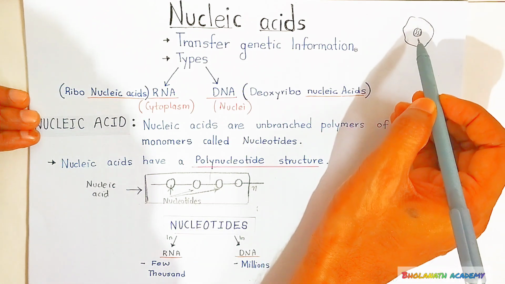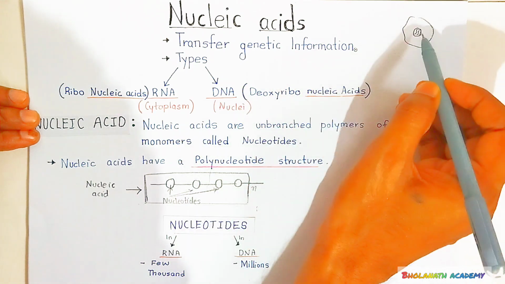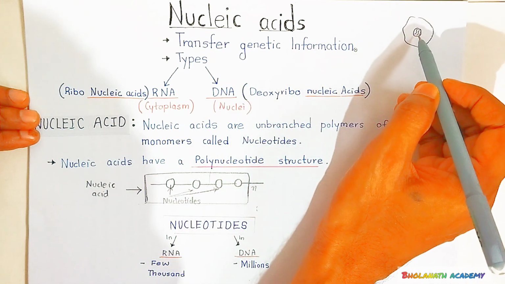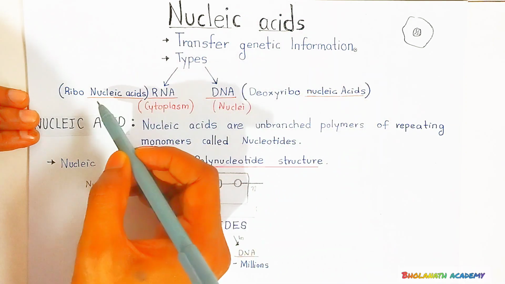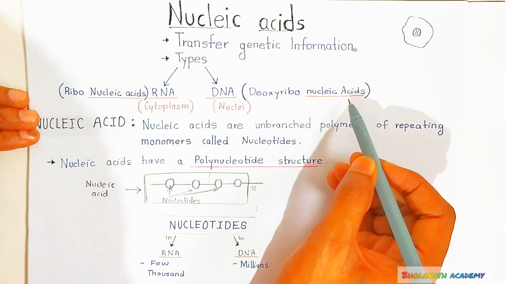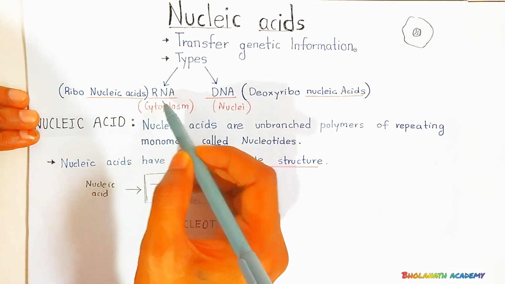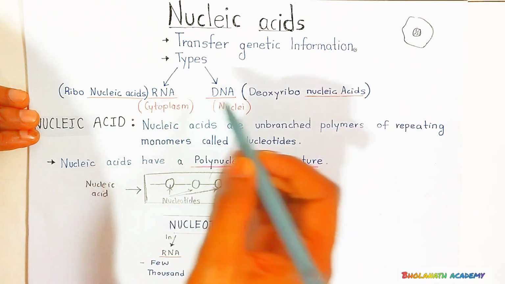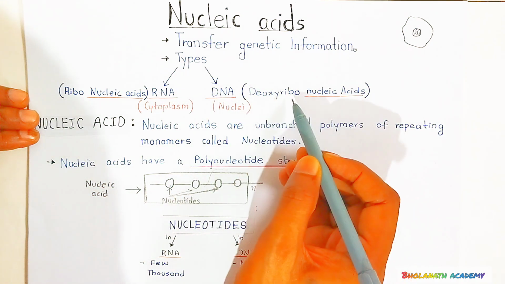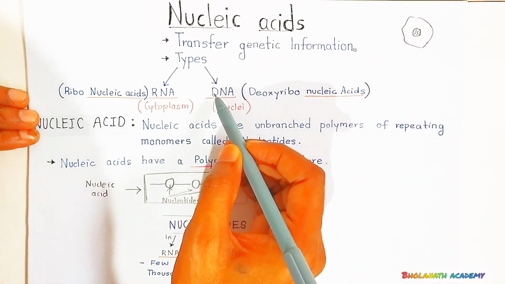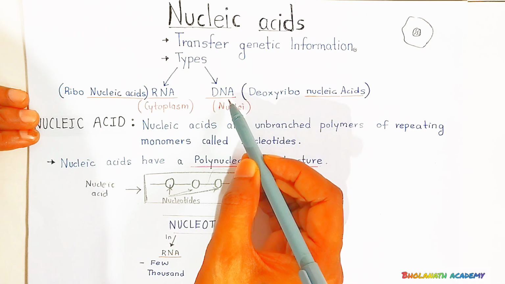What is the function of nucleic acid students? They transfer genetic information. This is the main work of the nucleic acids. Now how many types of nucleic acids? Since they are acids, there are two types: ribonucleic acid and deoxyribonucleic acid. Ribonucleic acid we can say RNA, in short. And deoxyribonucleic acid, there is one oxygen less, that is why the name is deoxyribonucleic acid. So short name is DNA. So nucleic acids are two types, RNA and DNA.